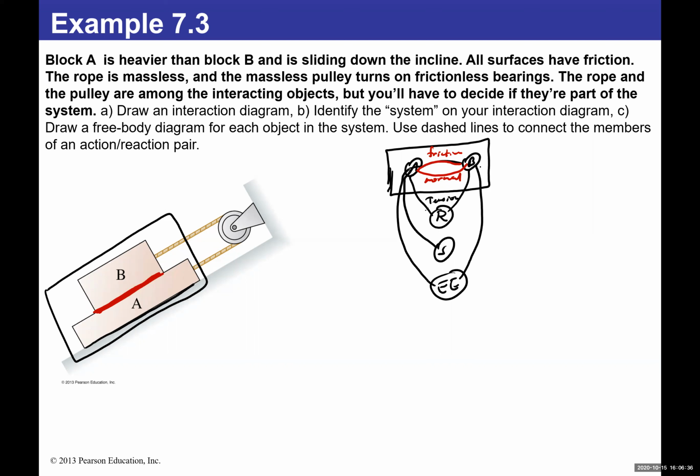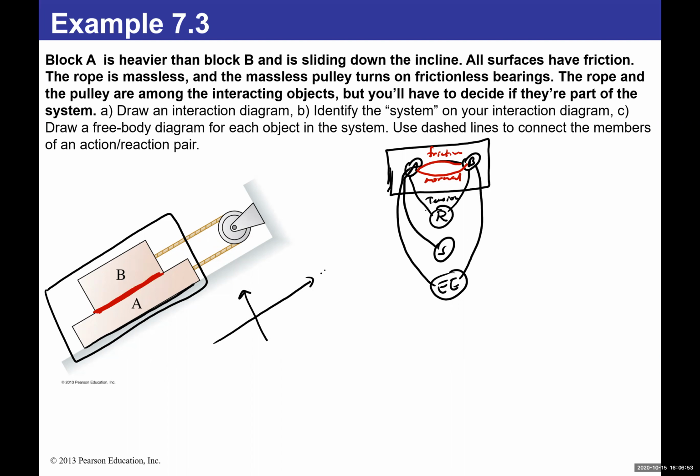So the free body diagram will be for each one, and we're going to show which ones are interacting and which are not. Okay, so let's look at it in terms of that. Well, I'm going to first do B. So here's how I would do B.